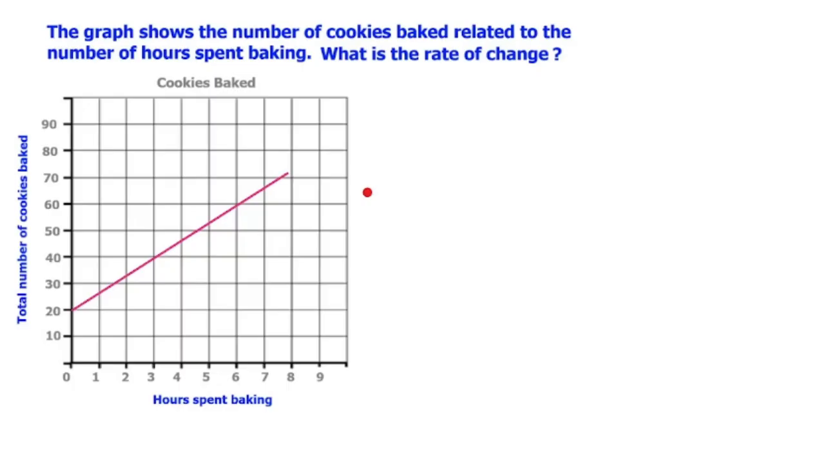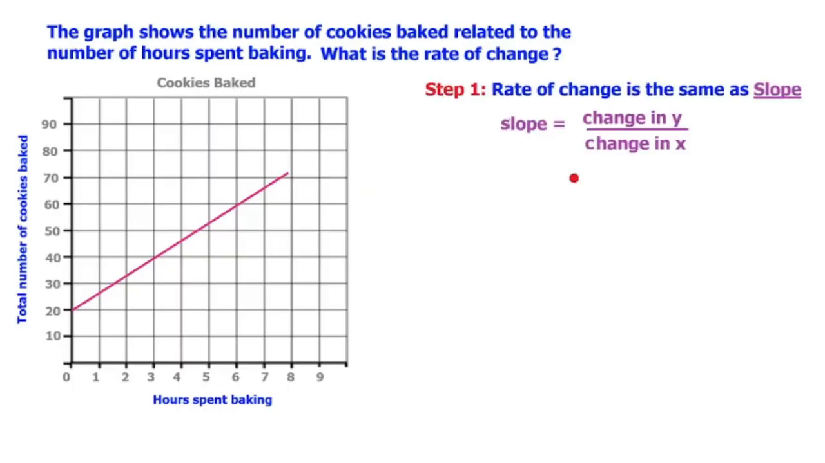So step one, rate of change is the same as slope. Okay, slope, the slope of this line. How is it sloping? So slope is calculated as the change in y over the change in x. So let's go through that in detail.